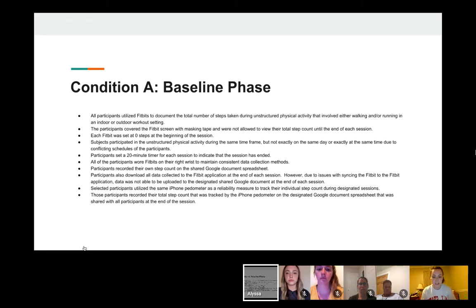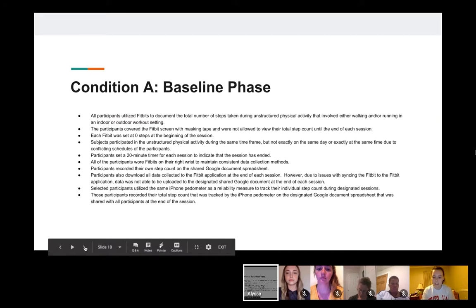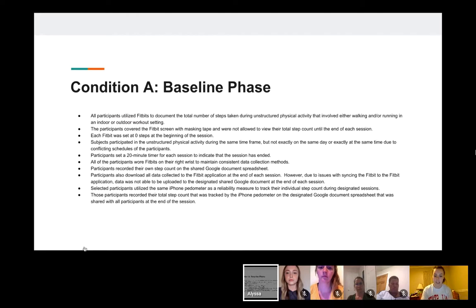So we participated in this during the same time frame, but not exactly on the same day or exactly the same time. Obviously, we're all working, we're all in school, so it was hard to come up with a day that we could all do it at the same exact time. But we all did it for a 20-minute timer for each session to indicate that the session has ended. So we wore the Fitbits on our right wrist to maintain consistent data collection.